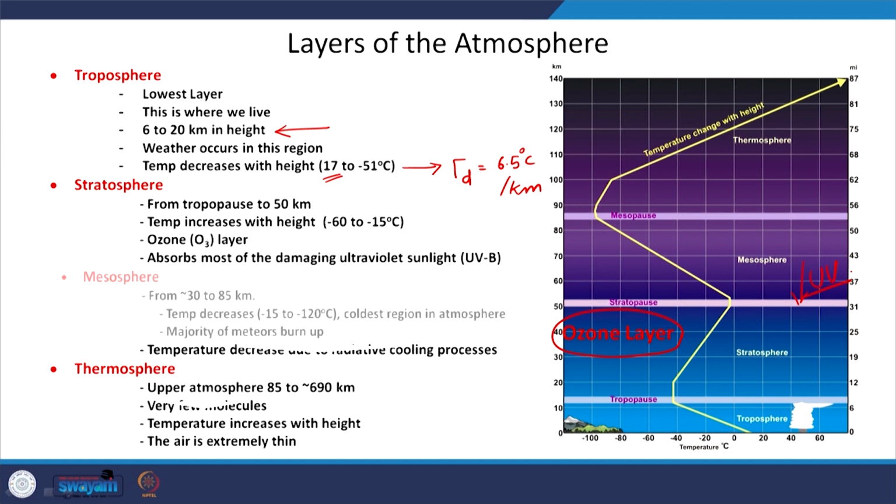So, there is one particular region where there is a lot of ozone and a lot of oxygen. Immediately above the stratopause, the layer of atmosphere that exists is called the mesosphere. The mesosphere generally extends from the stratopause up to a height of 85 kilometers, and temperature decreases very sharply in this region. This region is actually the coldest region in the atmosphere, whose temperature goes almost up to minus 100 degrees Celsius. Temperature decreases from minus 15 degrees Celsius to minus 120 degrees Celsius, the coldest region in the atmosphere.